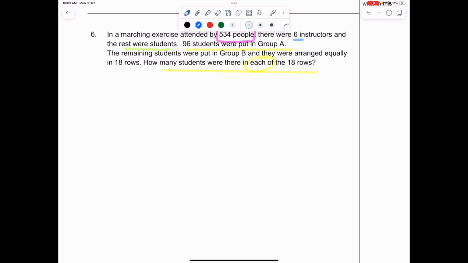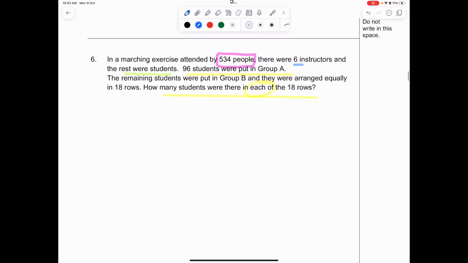Okay, so to do this, we first need to take a look at this. The first step would be to subtract away the 6 instructors together with the 96 students. Why? Because we are only interested in group B. So we want to know what is group B. 534 subtract 6 subtract 96, that will give us 432. So this is for group B.